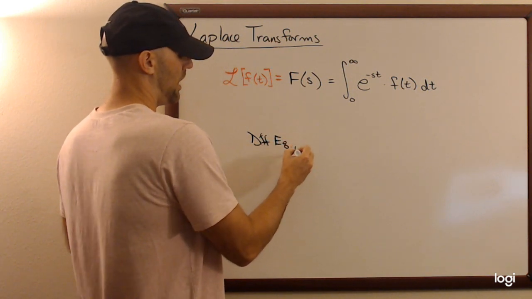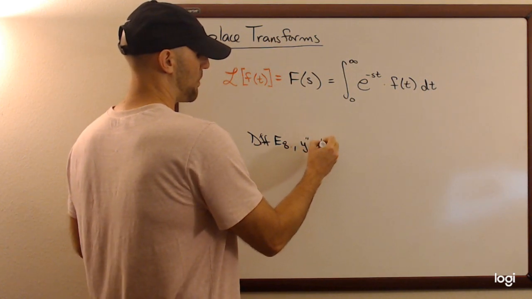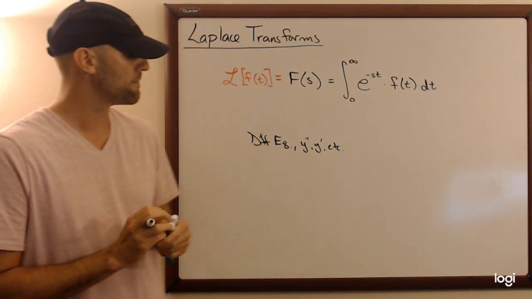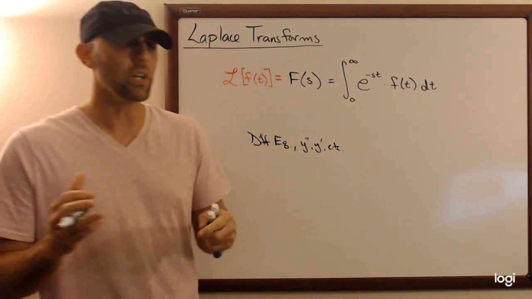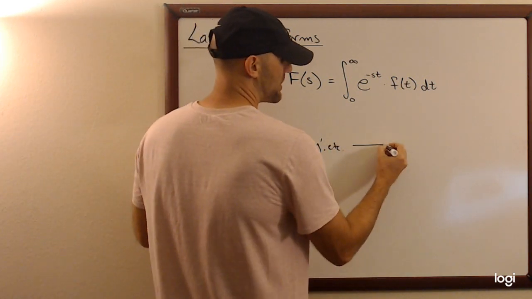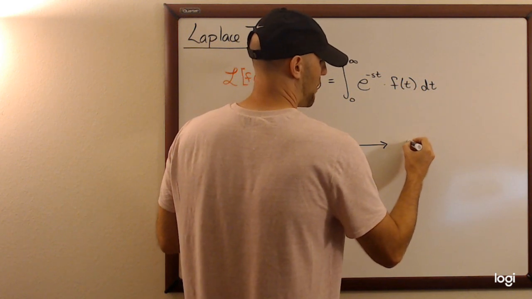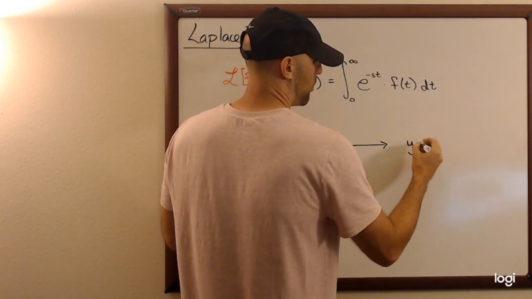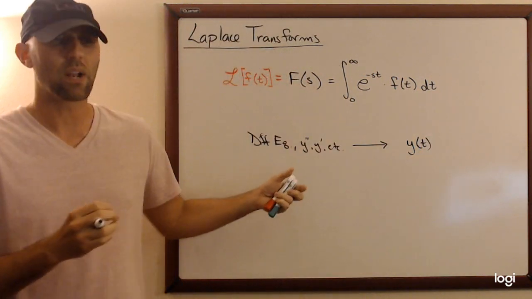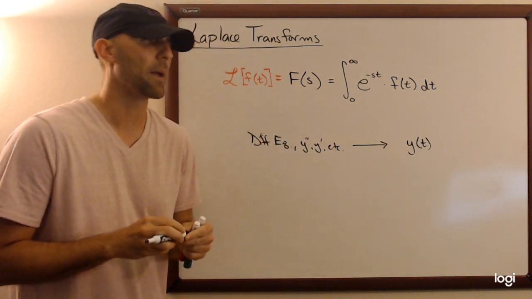It's got some terms, y double prime, y prime, etc. So this is our differential equation. Now, we could just attempt to find a solution. Ideally, we just want to take all this, apply some sort of process to it, and come up with y of t. That's what I want. I want to be able to solve for whatever this thing equals.